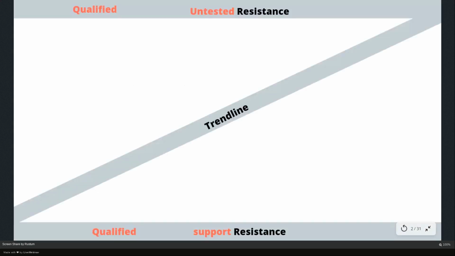And then this is what it is. We need resistance and support, and we need a trend line. And we need it to be qualified and untested. What do you think is a qualified resistance or a qualified support area on the chart? You can just type in the answer there, what you think it is.